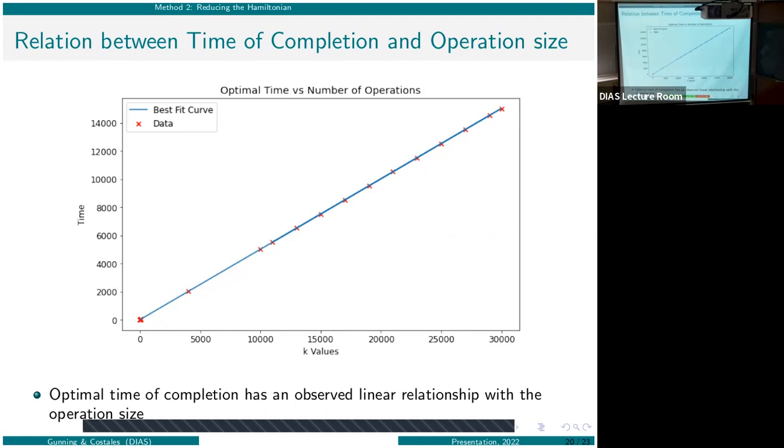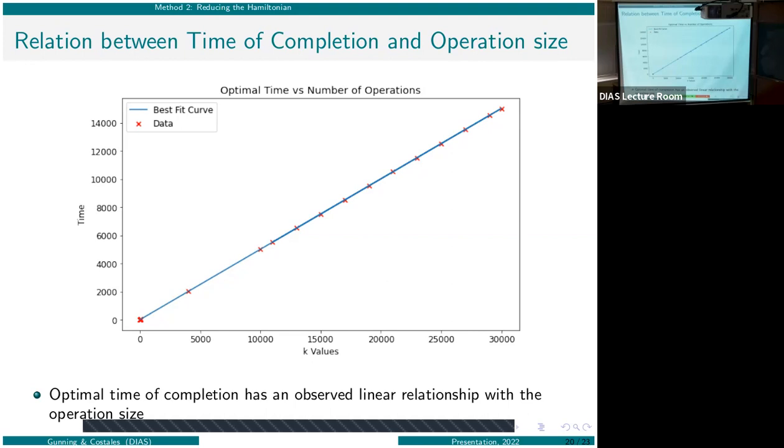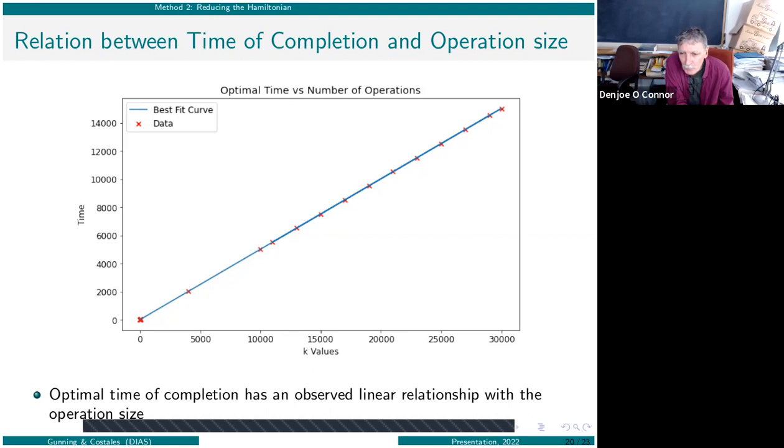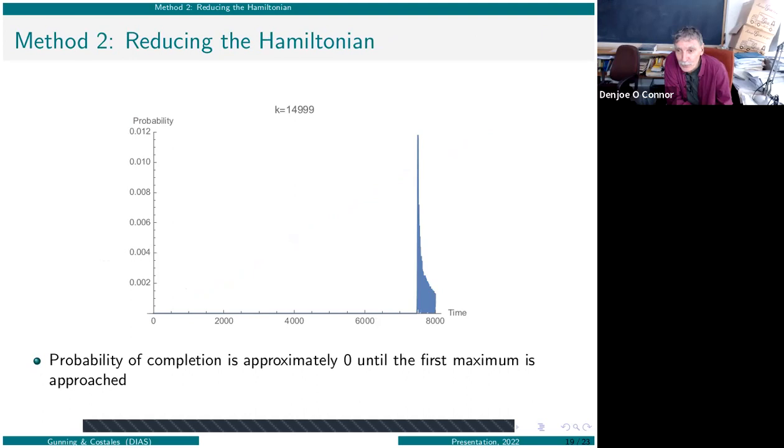I was going to ask, did you look at the integrated probability? Because you presumably would like to know when the total probability reaches maybe 99%, if I integrate from around 8,000 in your graph. How far forward would I have to go before I would be guaranteed that there was a very good chance that it had finished?